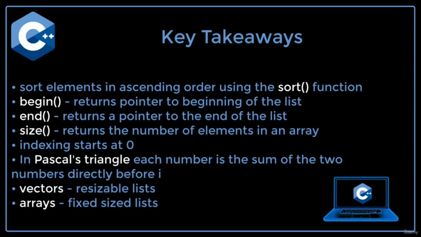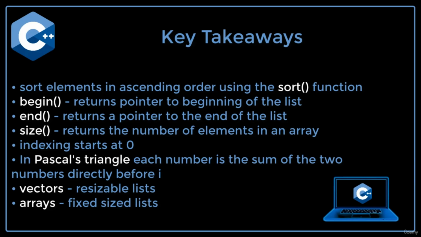The standard library's sort function takes in two parameters, a pointer to the starting position and a pointer to the ending position, which can be obtained using the begin and end functions respectively. The sort function will sort its elements in ascending order. In order to use the sort function, we need to include the algorithm header file at the top of the code. To obtain the number of elements in an array, we can use the size function.